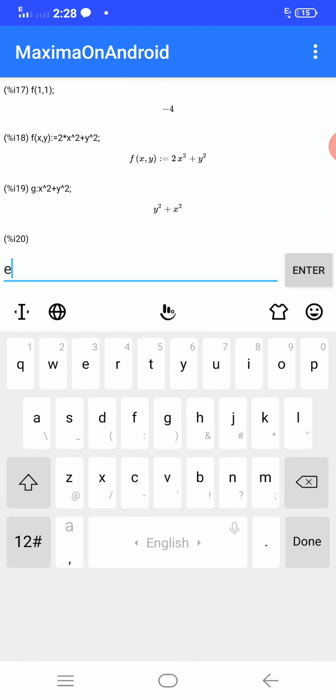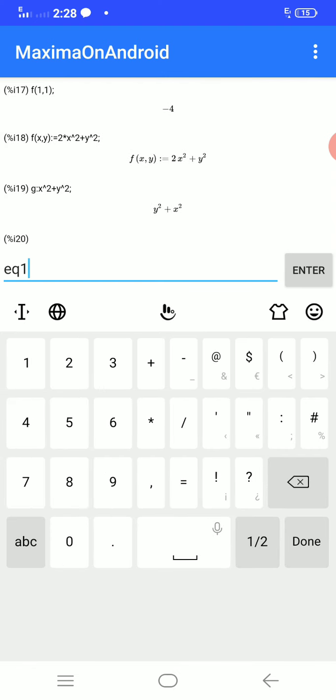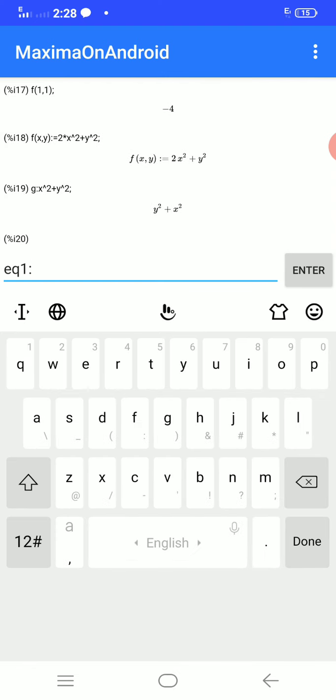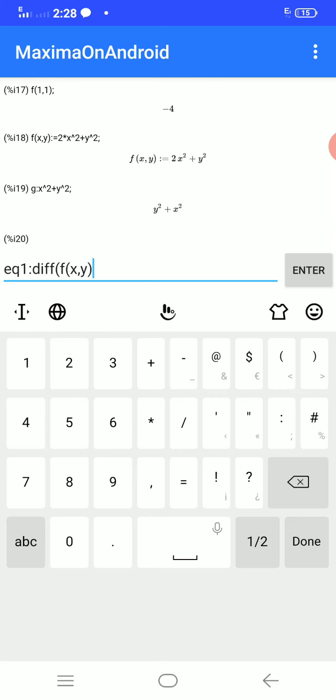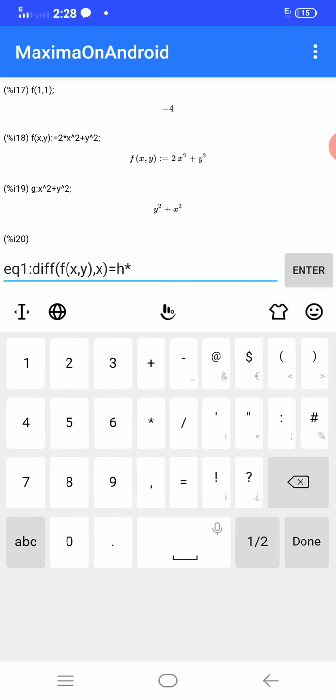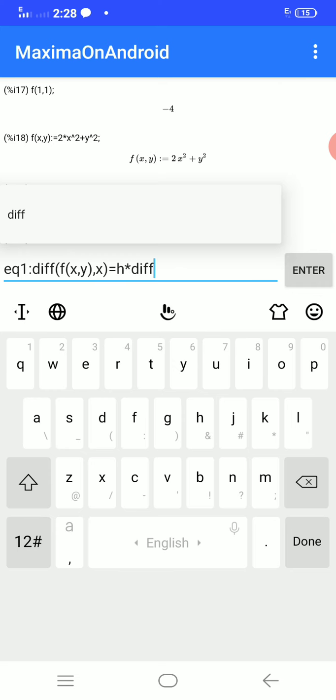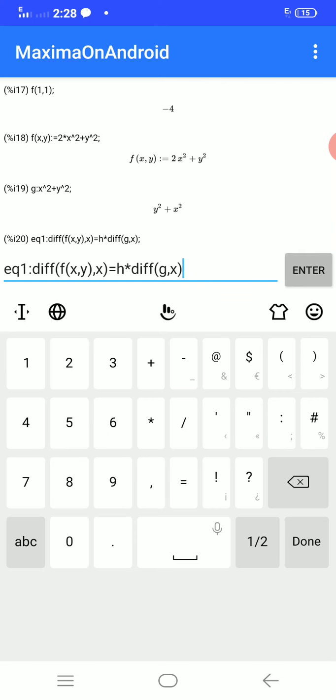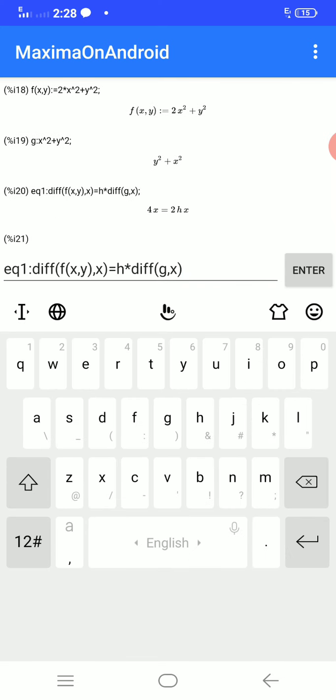So we evaluate the first equation. We use eq1 colon, differentiating using the syntax diff of function f of x, y with respect to x, is equal to h star diff of g comma x, then enter. So we get the first equation 4x is equal to 2hx.